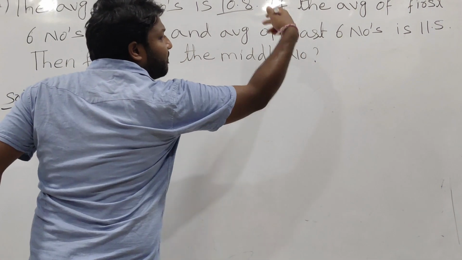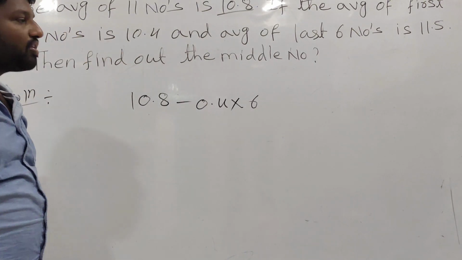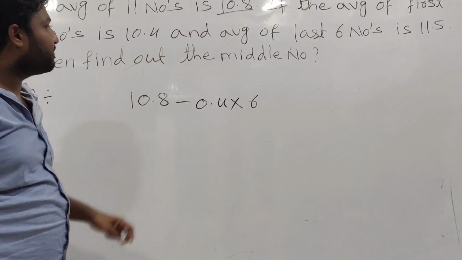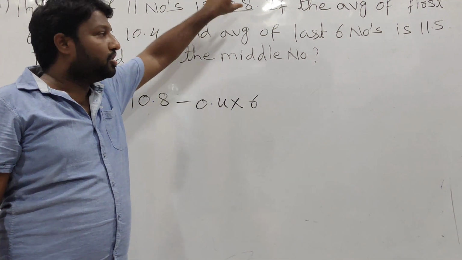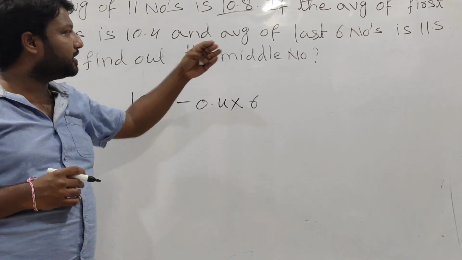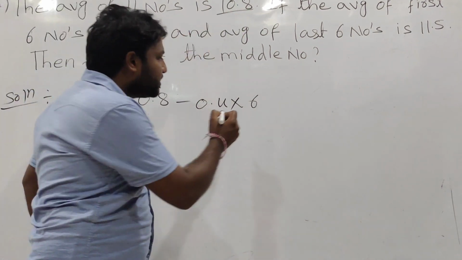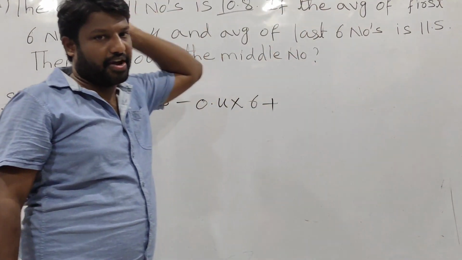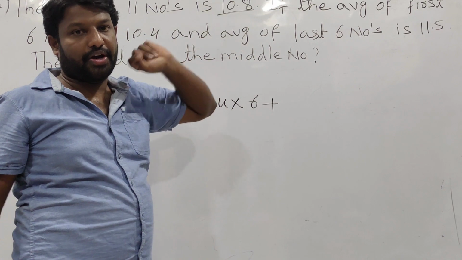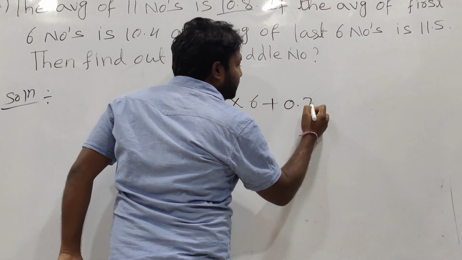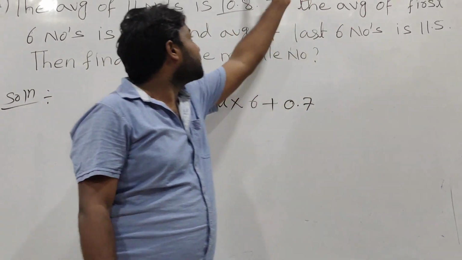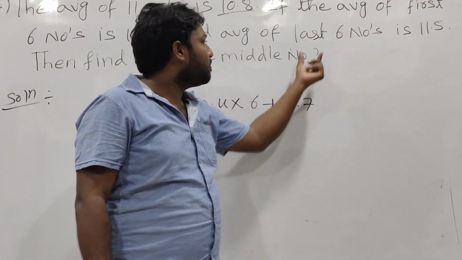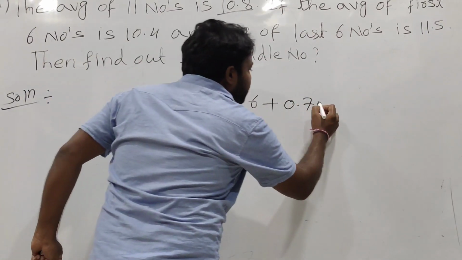Next, the average of the last 6 numbers. What is the average? It is 11.5. So the last 6 numbers' average is 11.5. The total average is only 10.8. So is that average greater or lesser? It is greater. Greater means I will write plus. How much is it greater? This is 10.8 and that is 11.5. Here 0.2, there 0.5, total 0.7. 11.5 minus 10.8 is nothing but 0.7. So it is greater, I have written plus. How much? 0.7, for how many numbers? For 6 numbers. I multiplied with 6.